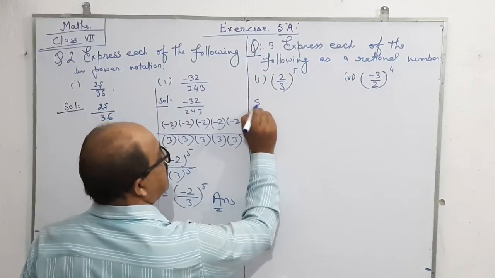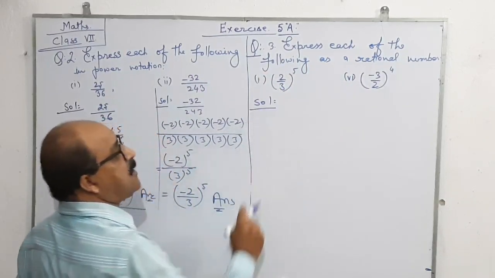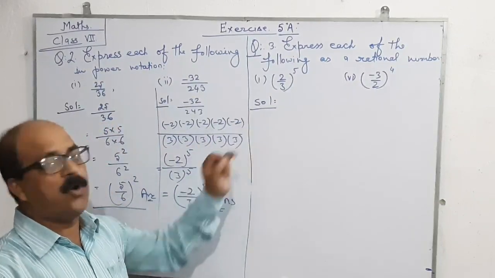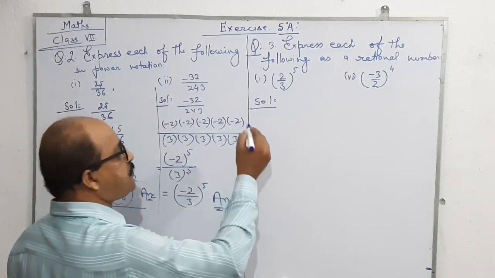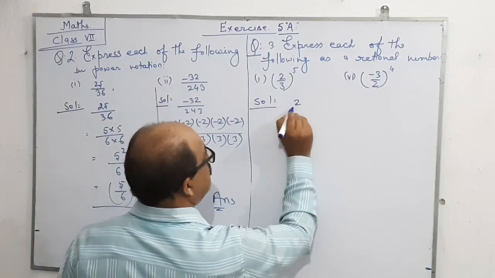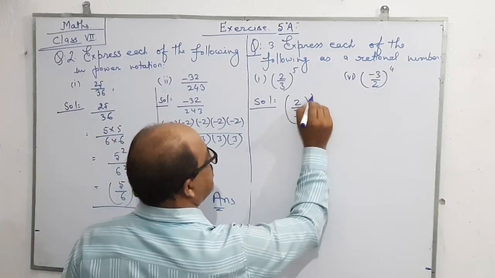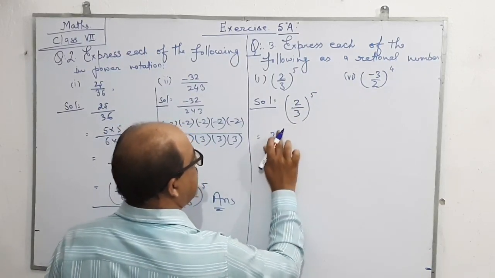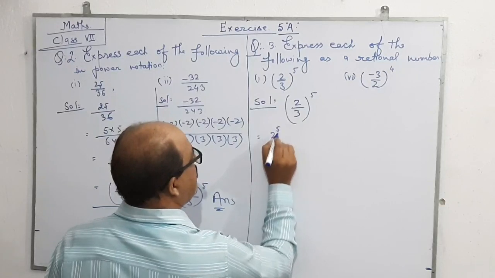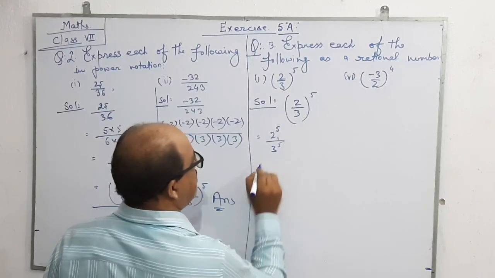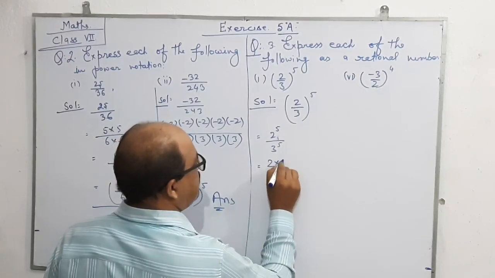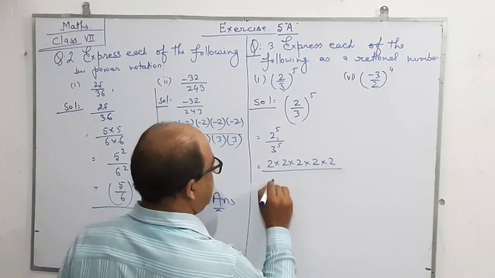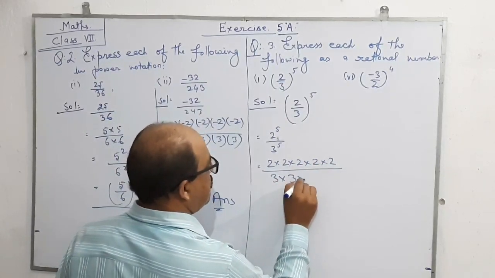Again, in next question, question number 3, express each of the following as a rational number. What is a rational number? As we know it, such a number which can be expressed in the form of P by Q is called rational number. So 2 by 3 to the power 5. It means 2 has come 5 times. It means 2 to the power 5 by 3 to the power 5. So 2 has come 5 times, by 3 also has come 5 times.